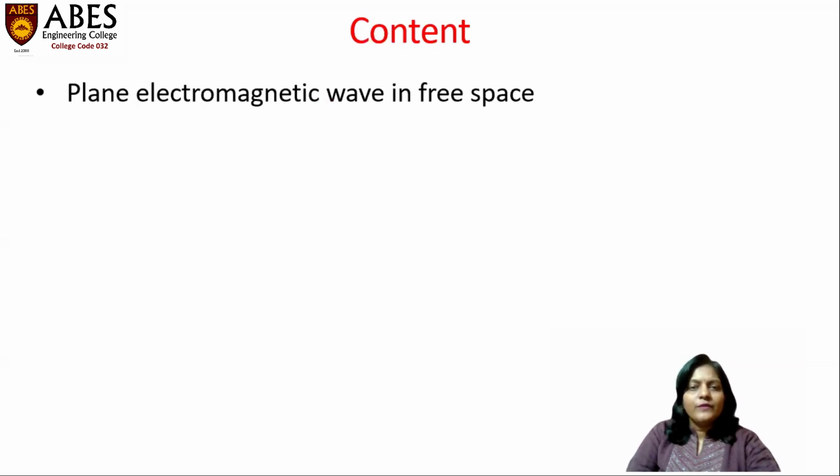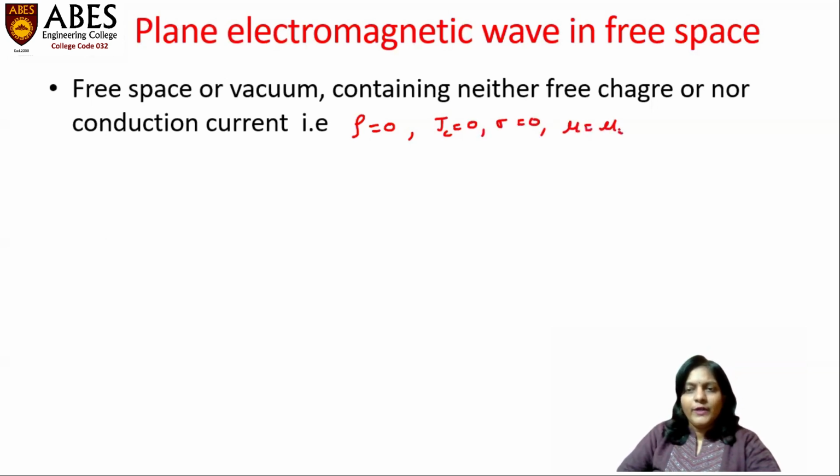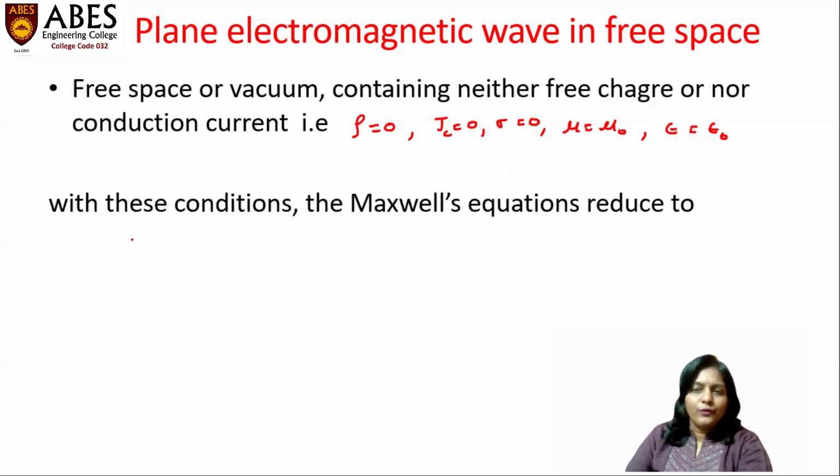First of all, we will understand the meaning of free space or vacuum. Free space or vacuum means a medium which contains neither free charges nor conduction current. Neither free charges means rho is equal to 0, and the conduction current is 0, meaning the conductivity of the medium is 0. The permeability of the medium is mu naught and the permittivity of the medium is epsilon naught. Under these conditions, the general Maxwell's equations reduce to the following form.